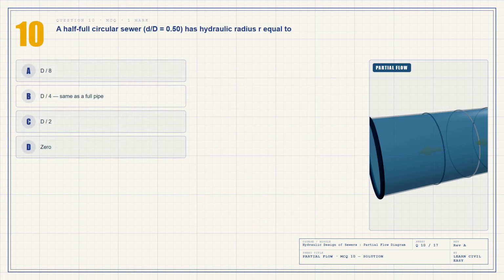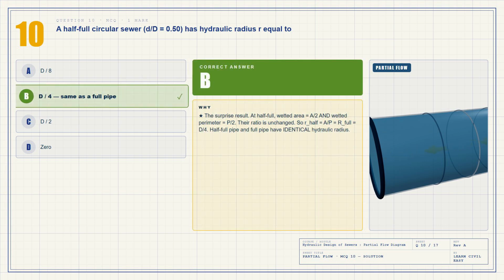Question 10. The correct answer is B. D over 4, the same as a full pipe. This is a beautiful surprise. When the pipe is half full, both the wetted area and the wetted perimeter reduce by exactly half. Their ratio, which is the hydraulic radius, remains unchanged, so half full pipe and full pipe have the same R.